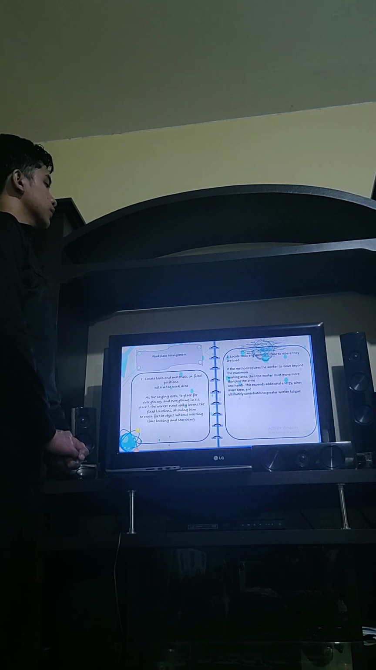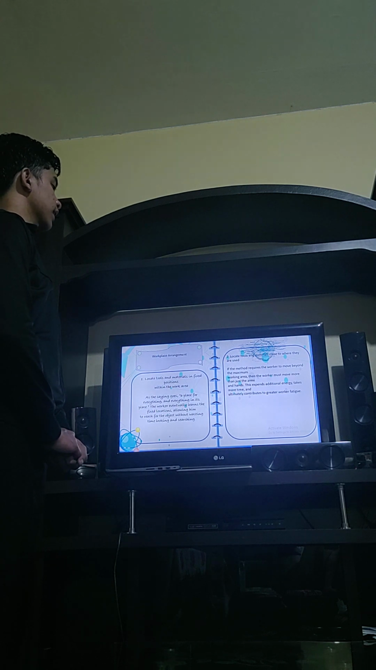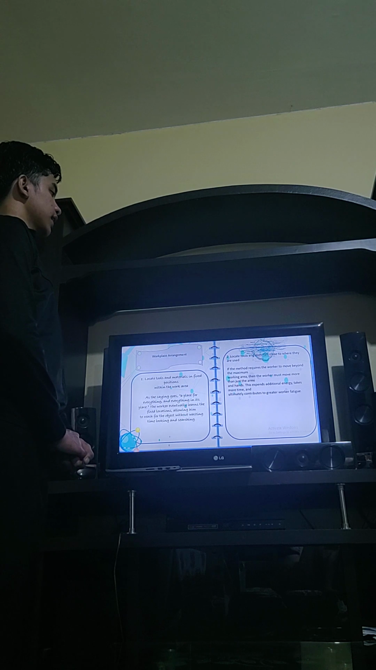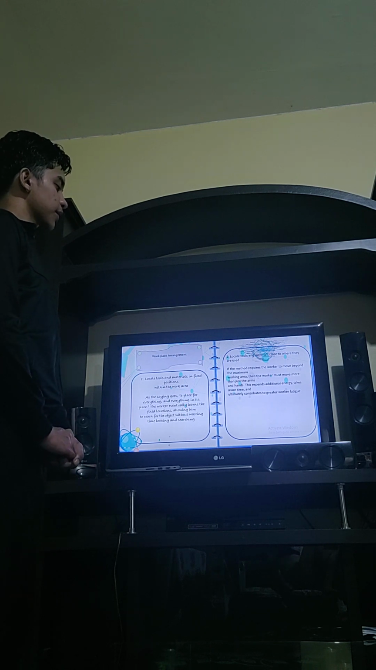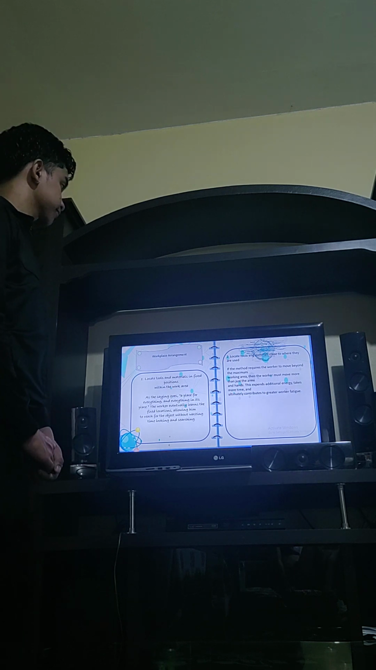For the number 2, locate tools and materials close to where they are used. If the method requires the worker to move beyond the maximum working area, then the worker must move more than just the arm and hands. This expends additional energy, takes more time, and ultimately contributes to greater worker fatigue.